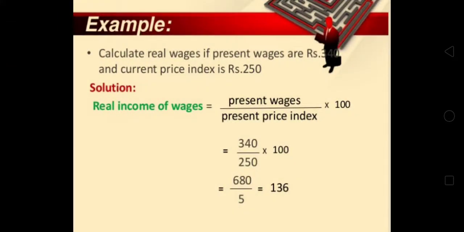Example: calculate real wages if wages are determined at 340, and the current price index, that is CPI, is 250. That means the formula applied for real income of wages is present wages, that is 340, divided by present price index, that is 250, into 100, and that will be equal to 680 divided by 5, that is 136, which will be the real wage income.